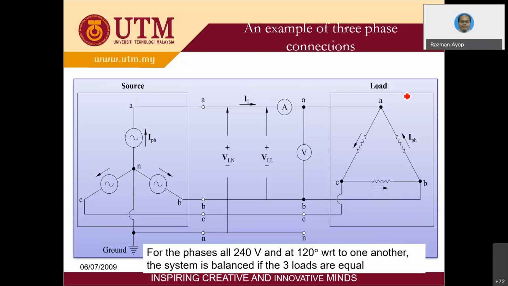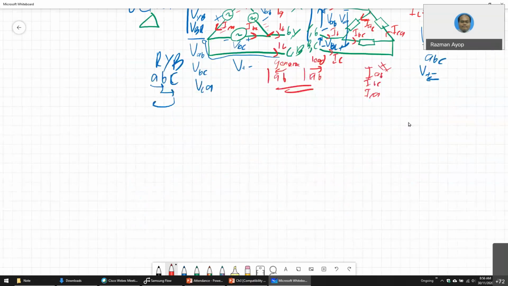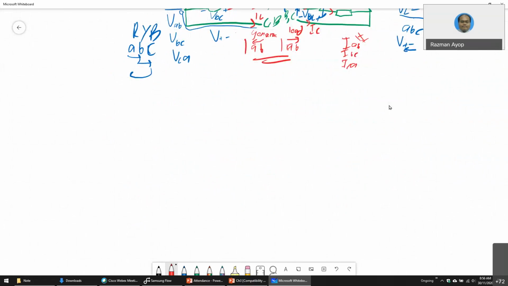This one, you can see, is star, and this one is delta. From this, you can connect any way you want. If you have a star generator, you can connect to either a star load or a delta load. If you have a delta generator, you can use a star load or a delta load. So basically, there are 4 types of connection.